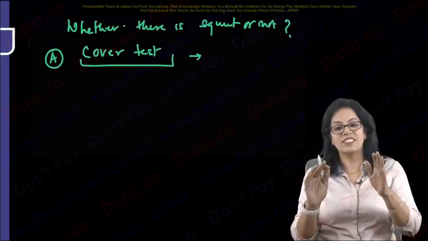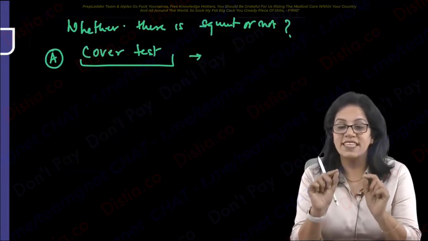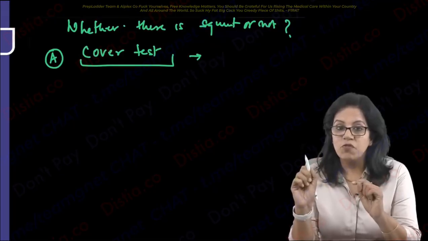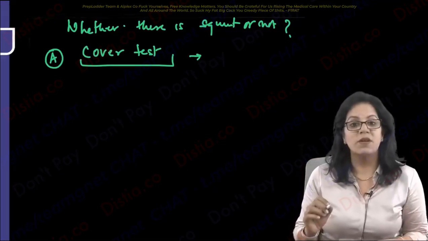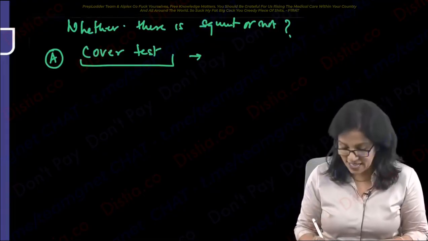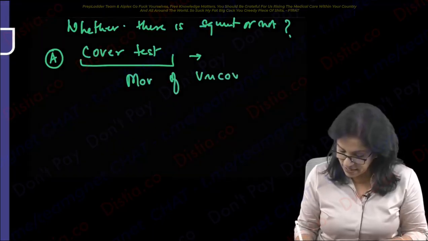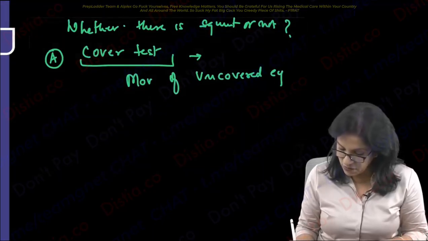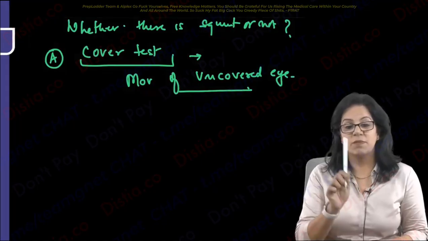Once you have watched this video and you are absolutely clear what a cover test is, what you actually see in a cover test is the movement of the uncovered eye. Keep this in mind. What we are looking for in a cover test is the movement of the uncovered eye. And of course, it will always be opposite to the squint. Do you understand that? Don't mug it up.